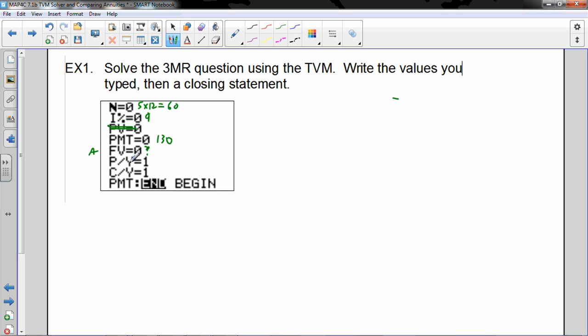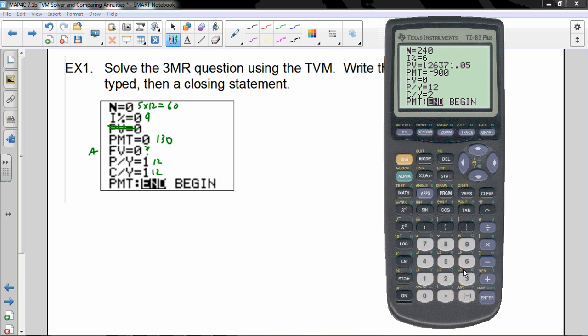The payments per year and compounding periods per year was 12. It was monthly, and the compounding periods were 12. And you'll notice that when you put that in there, it actually changes. So I'm going to put in there 60. The interest rate was 9%. The present value was 0. Ferd had no money in his account at the start, but we could change that if we wanted to. And the payments were 130.